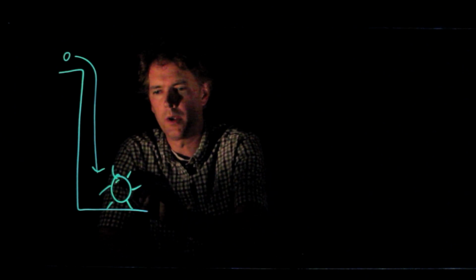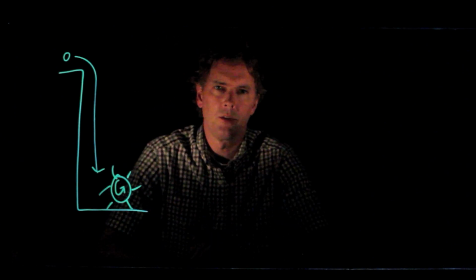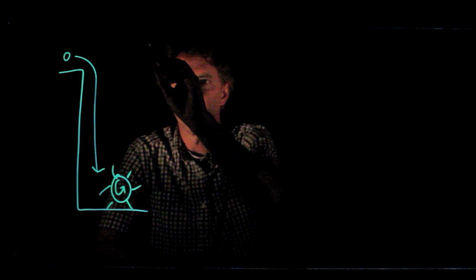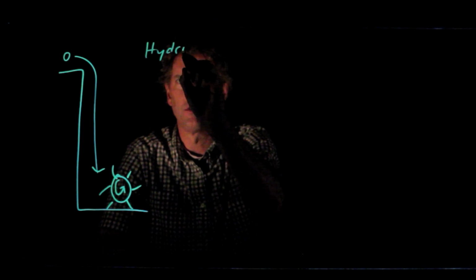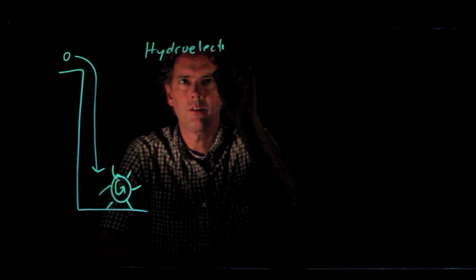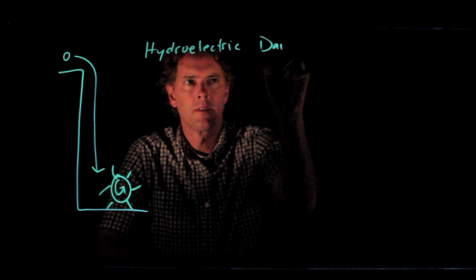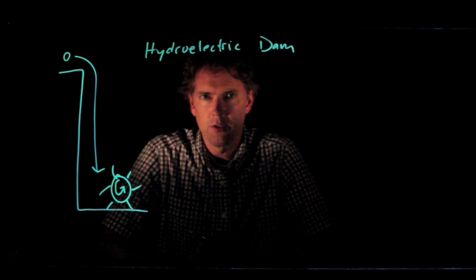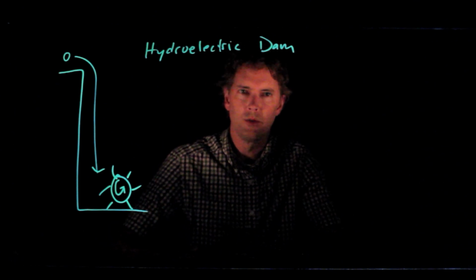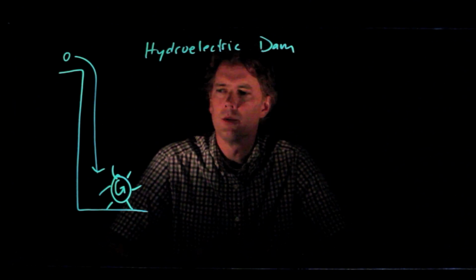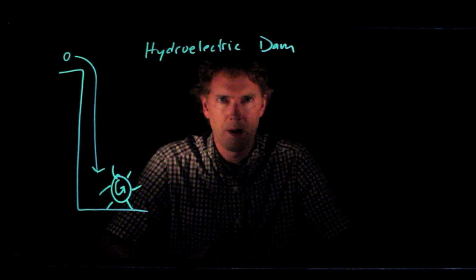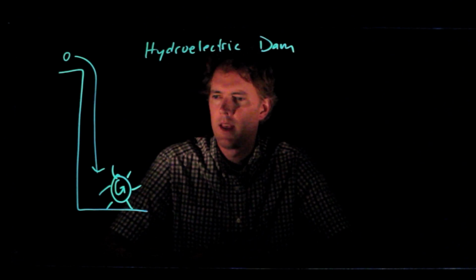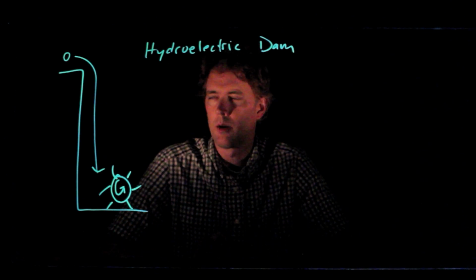Okay, and that paddle wheel rotates and creates electricity. So this is a hydroelectric dam. This is exactly how it works. And the idea is that we're going to take gravitational potential energy, we're going to convert that into electrical power, electrical energy, and we'll see how it works.